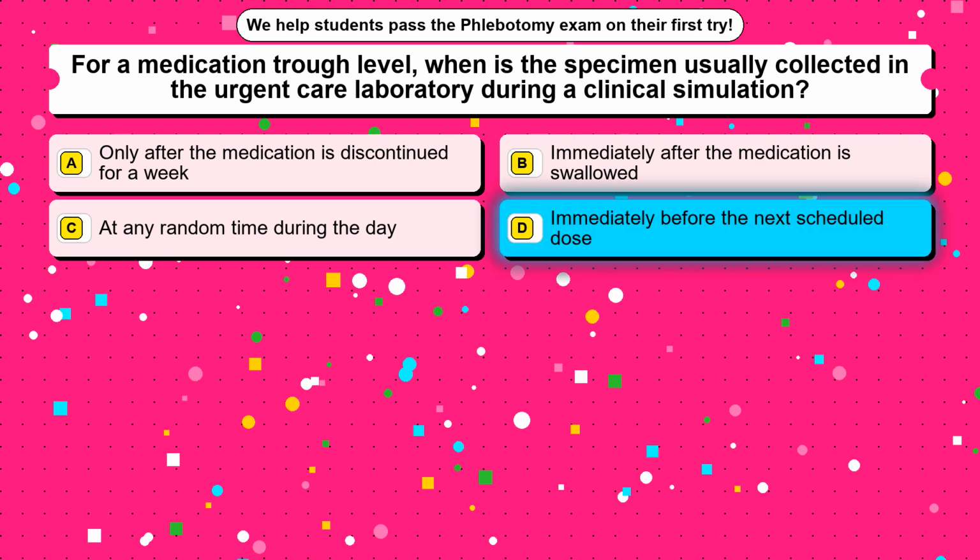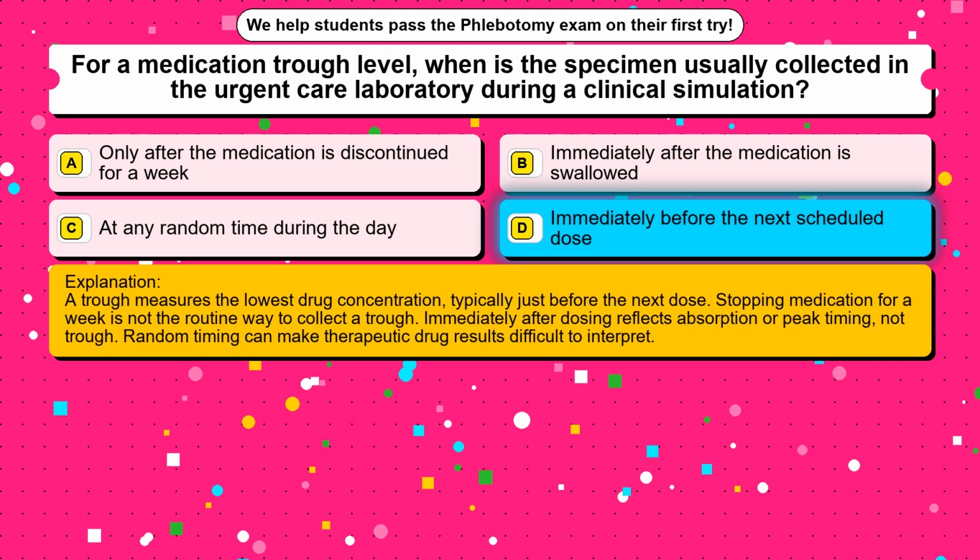The correct answer is option D. Immediately before the next scheduled dose. A trough measures the lowest drug concentration, typically just before the next dose. Stopping medication for a week is not the routine way to collect a trough. Immediately after dosing reflects absorption or peak timing, not trough. Random timing can make therapeutic drug results difficult to interpret.